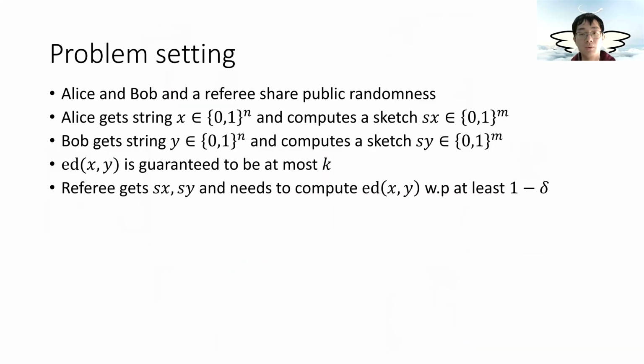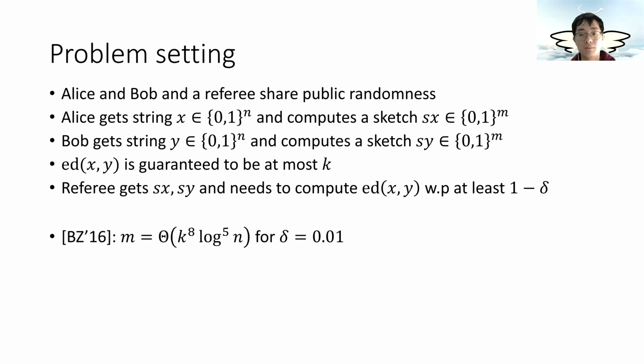Let's be more formal. Assume we have three parties, Alice, Bob, and the referee. They share some public randomness. Alice will get a string x of length n and computes a sketch of length m. Similarly, Bob will get a string y of length n and also compute a sketch of length m. In addition, we are guaranteed that the added distance between x and y is at most k. And then the referee will get the sketches and needs to compute the added distance exactly with high probability.